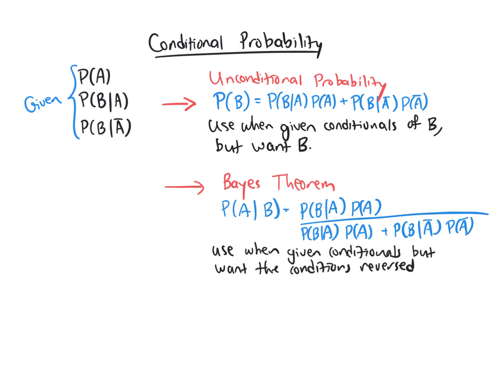Bayes' theorem was used in the situation where you need to reverse the order. In this case, we started with B given A, and we reverse it to get A given B.